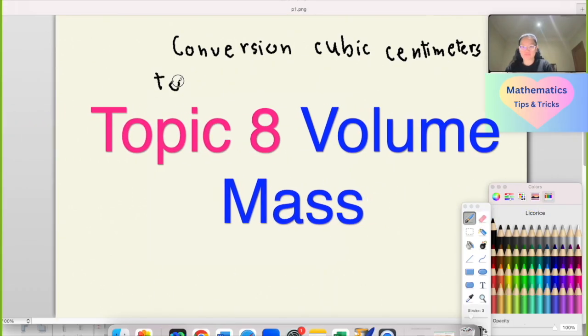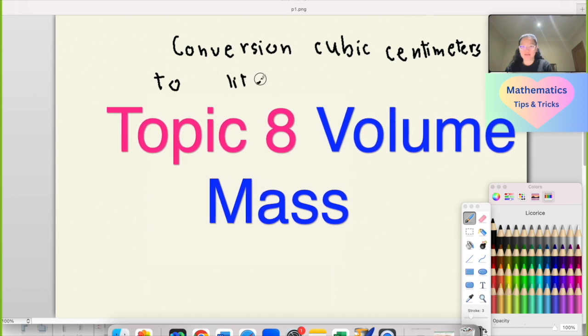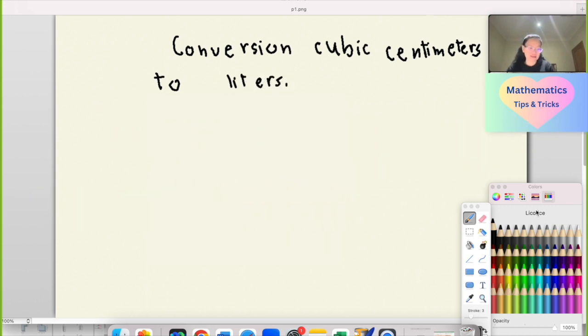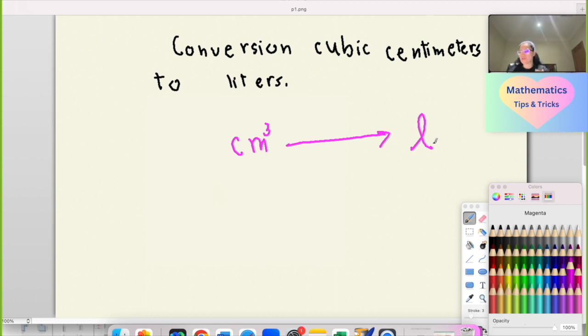2 liters. Or we could say that you convert between cm to the power 3 and liters. The power 3, 2 liters. Okay. First of all, you need to know that. Guys, are you with me? First of all, you need to know that 1,000.